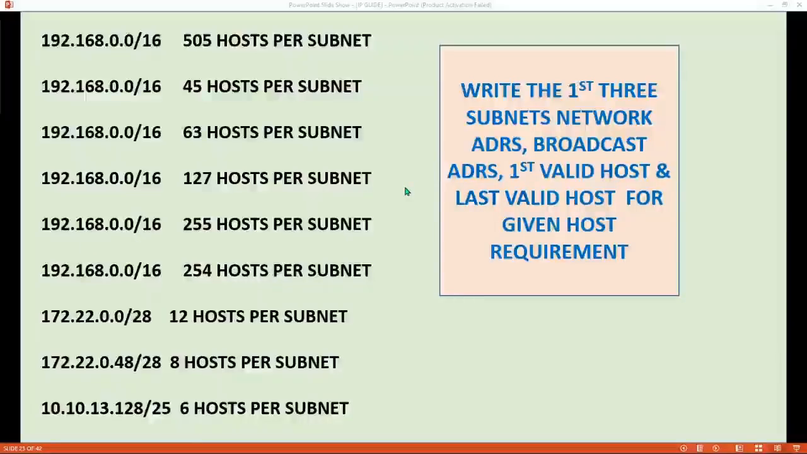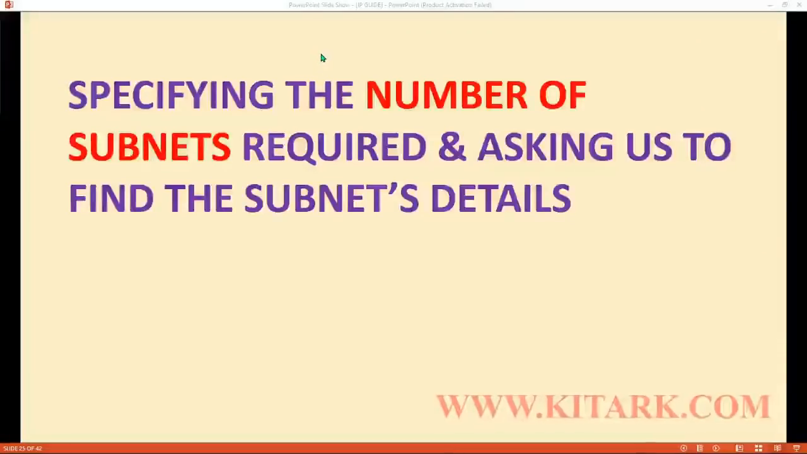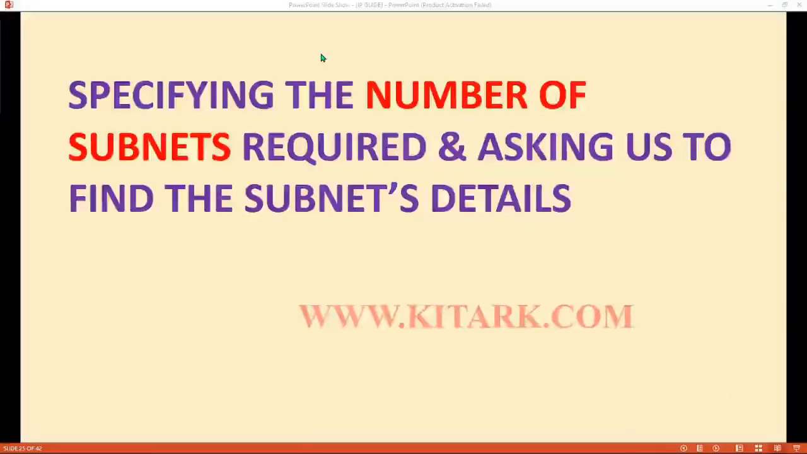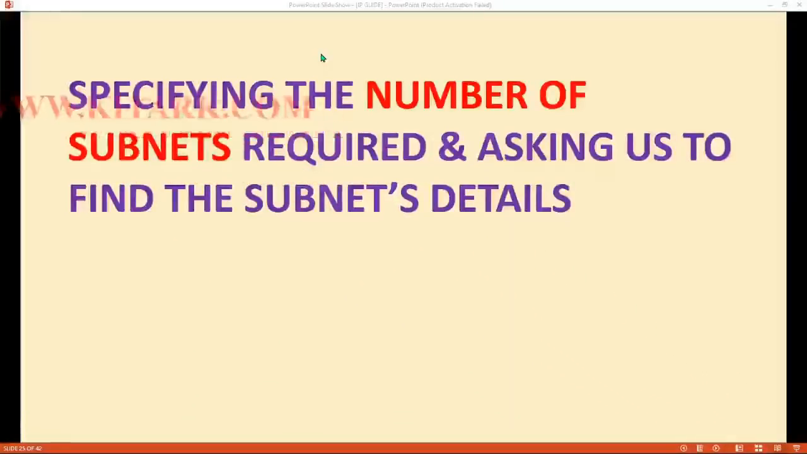Then we'll move on for the next type of questions. So now, if the question specifies the number of subnets required and they are asking you to find the subnet details. Okay, earlier they specified the number of hosts per subnet. Now they are specifying how many subnets they need, how many networks they need. No matter how many hosts are in each subnet, that they didn't mind. They just wanted you to create certain amount of subnets. Okay, that is the requirement here.